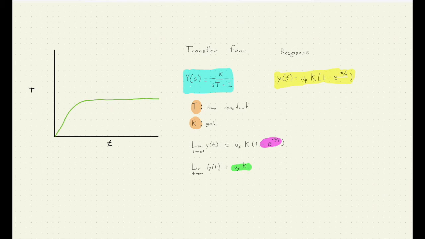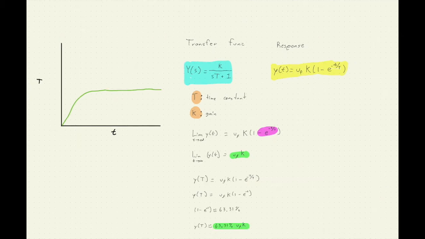The first step is to consider the limit as time goes to infinity of the response, and what we find is that the term in purple is cancelled, because as time goes to infinity, this exponential decay becomes 0. We end with this expression in green, which shows that the limit as time goes to infinity of g of t is equal to uf times k, where uf is the input value of the system, and k is the gain. So if we know the input value, we can know the gain of the system.